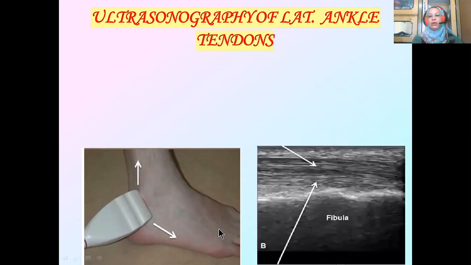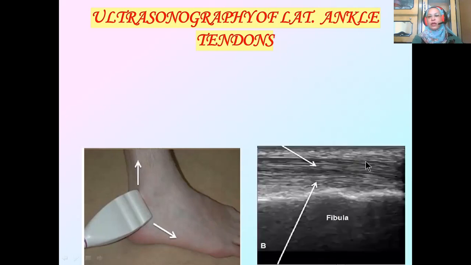calcaneum. For longitudinal scan of peroneal tendon, this is a probe position above and behind lateral malleolus, extending up till musculotendinous junction and down till insertion of the peroneus brevis tendon into fifth metatarsal, or till the peroneus longus tendon dives below cuboid bone. And this is the longitudinal image.